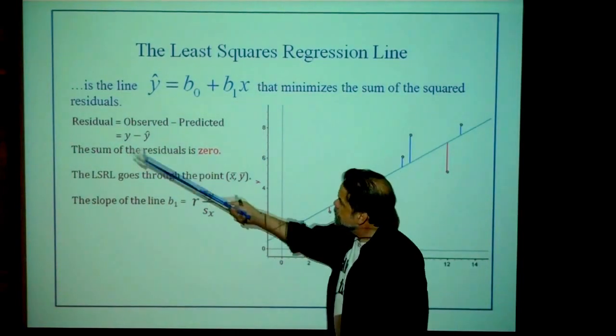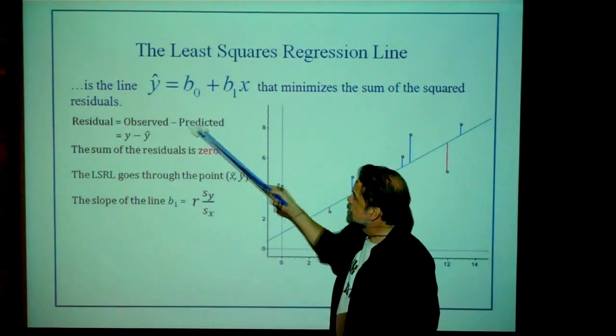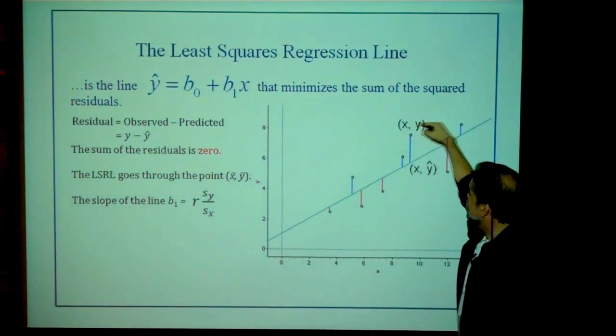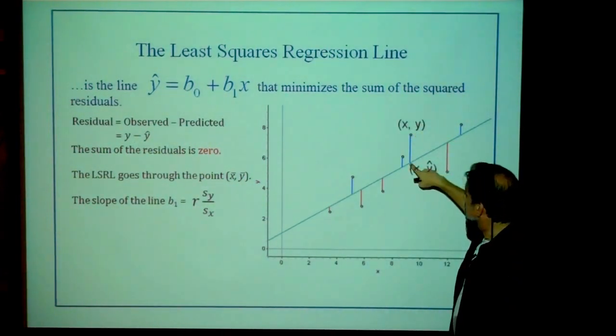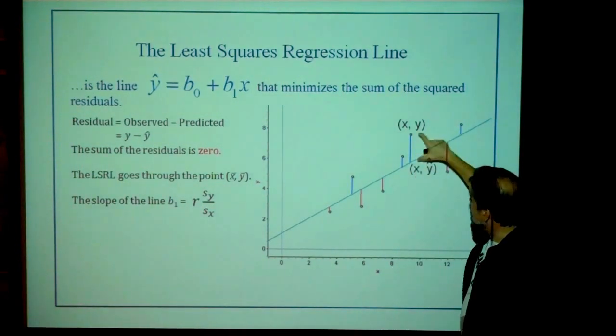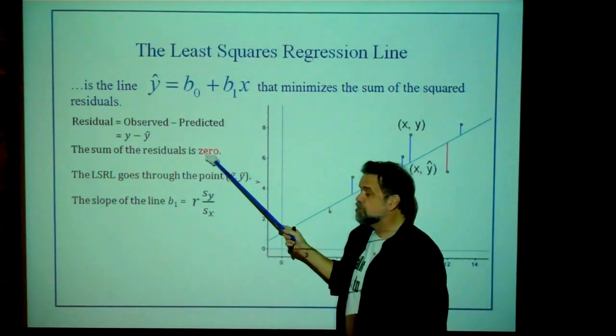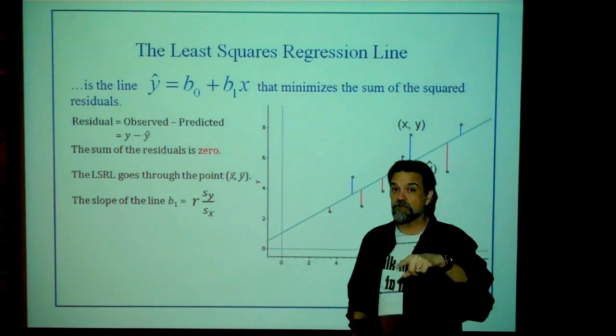So let's find out some more about this unique line. The residual is, like I said, the observed minus the predicted, y minus y hat. Here's the point x, y, and here's the point x, y hat. That difference between y and y hat is this distance right there. As I said, the sum of the residuals is zero. This means that the mean of the residuals is also zero.